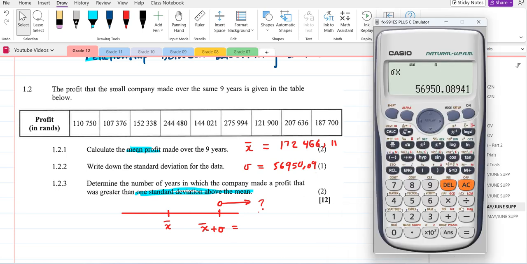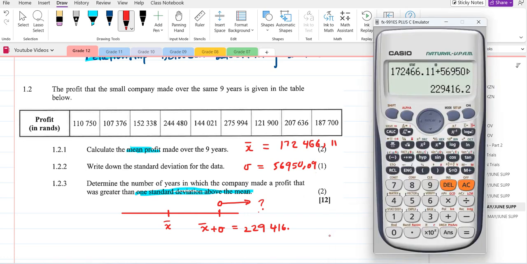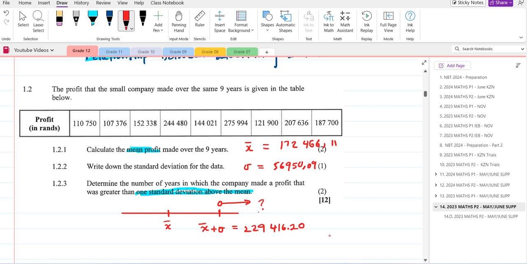So let's just say on, right? So we're taking 172,466.11 plus 56,950.09. Right, so I've got an answer of 229,416.20. Right, so that's the amount I've got. I want to look at all the values now above this amount, 229,416.